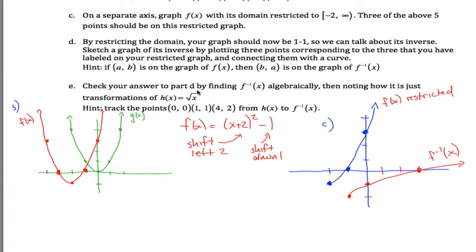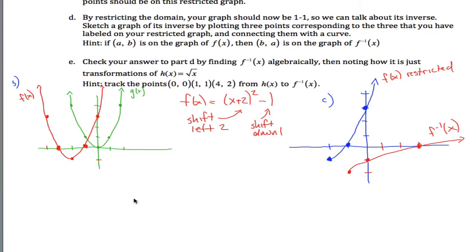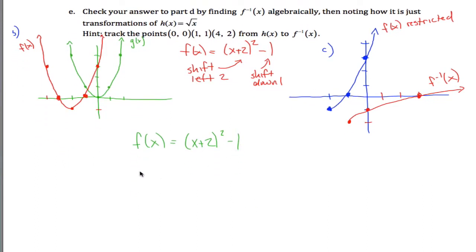Check your answer to part D by finding f inverse of x algebraically. Okay, can do that. I knew that f of x was equal to, I'm going to use this form of it. I think that'll be a little bit easier. So to find its inverse, what I'm going to first do is change f of x into a y. And then I'm going to solve this equation for x. So add 1 to both sides. Take the square root of both sides.